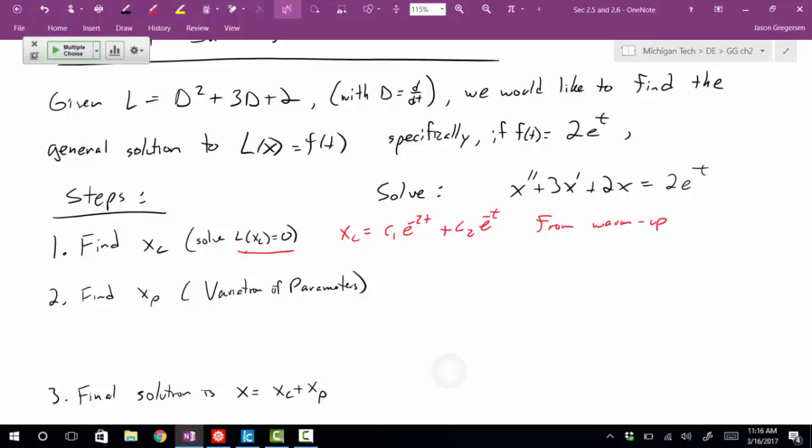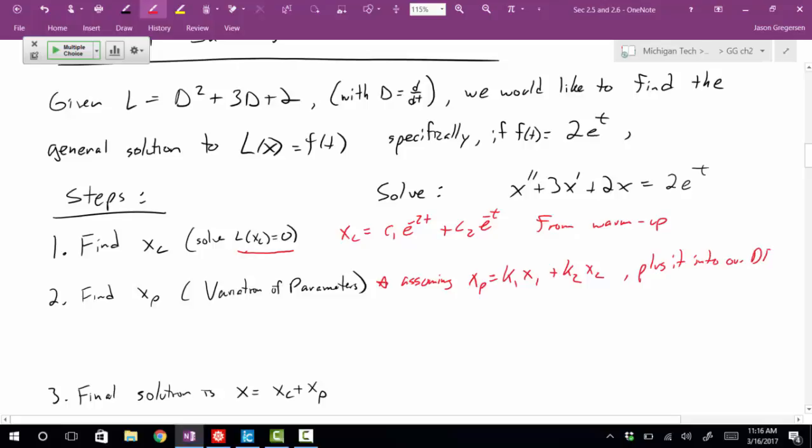We start by assuming that xp is equal to some function of t times one of our solutions plus some other function of t times our other solution of the complementary or homogeneous problem. We assume a form of our solution and then we plug it in to find the missing parameters. In this case, it's K1 and K2.